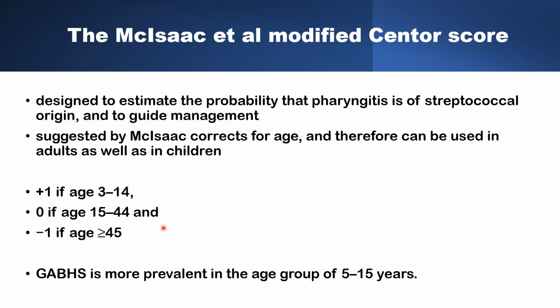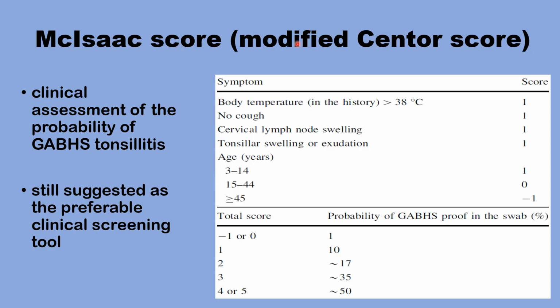This is taking into consideration that group A beta hemolytic strep is more prevalent in the group of patients between 5 and 15. That's why a +1 can be added to patients in this age group. The McIsaac score, the modified Centor score, is basically the 4 criteria of the Centor score: temperature above 38, no cough, cervical lymph nodes tender or swelling, and tonsillar exudate or swelling. These are the 4 items of the Centor score. To this you may add the age factor.